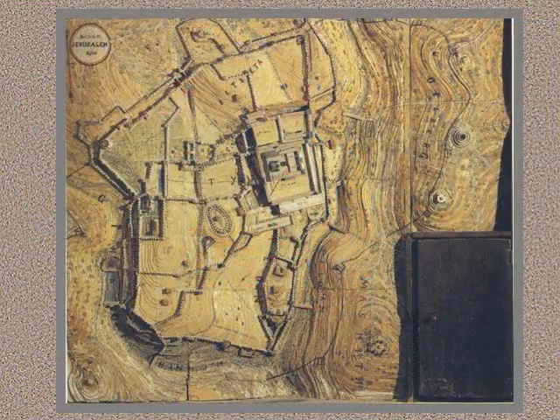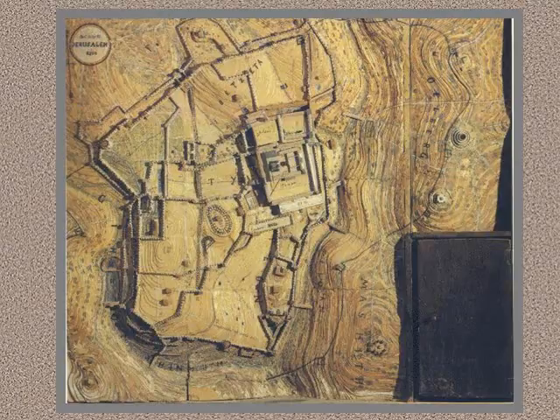This is a map of the Temple Mount carved out on a wooden door, with the Mount of Olives on the right, Jaffa Gate to the far left.